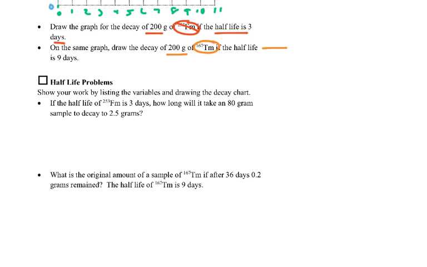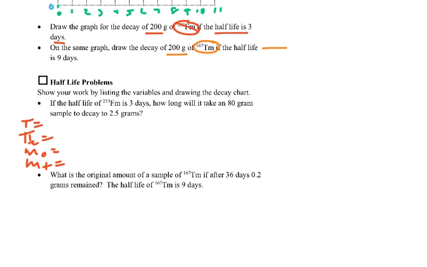Okay, show your work. It says, if the half-life is 3 days, how long will it take for an 80-gram sample to decay to 2.5 grams? So we have two things: we have our time and we have our half-life. And then we have two more things, the mass at time 0 and the mass at time t.